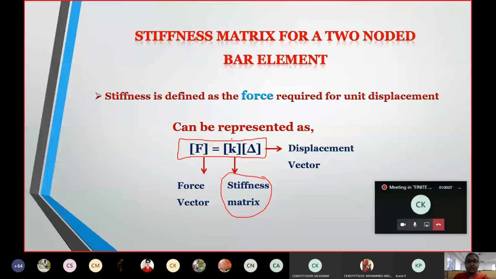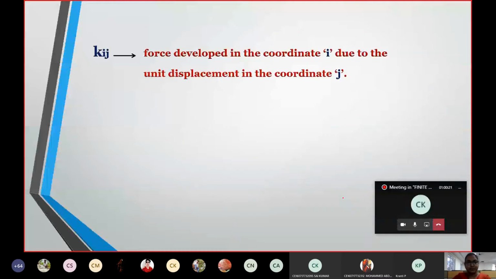All right. Now, because it is a matrix, we can find Kii, Kij type of elements in that matrix. So first, what are those elements? Kij is the force developed in coordinate i due to the unit displacement at coordinate j.